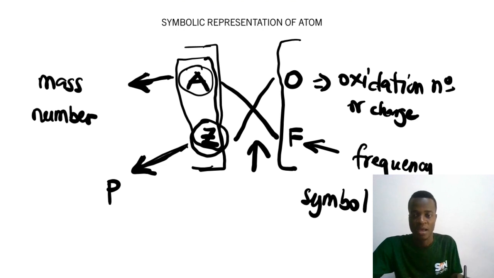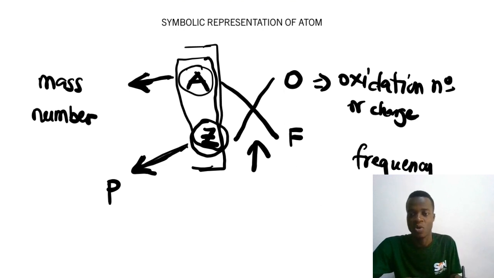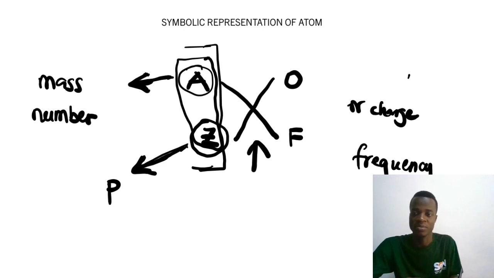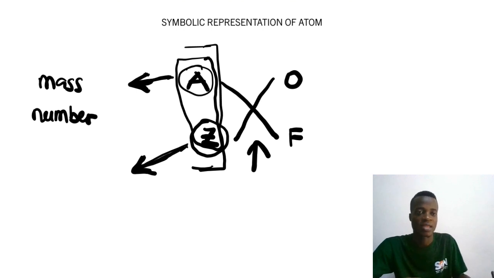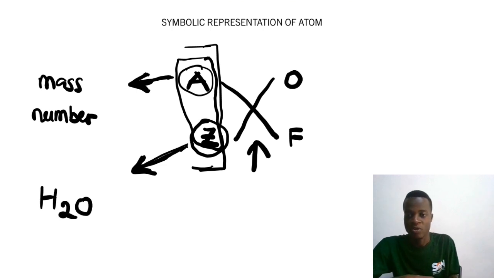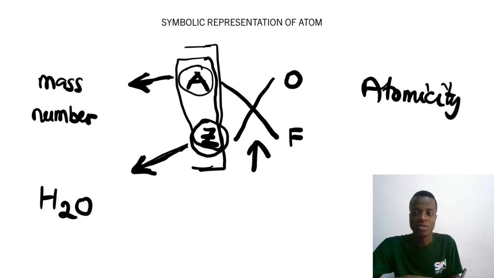Yes. So this part is all about that. This is the symbolic representation. I will just use a simple example to show you. There is something that you have to know: there is a difference between frequency and atomicity. So I talk about H2O, right? Atomicity is the next thing I want to stress on. Atomicity is the total number of atoms in a compound or molecule.